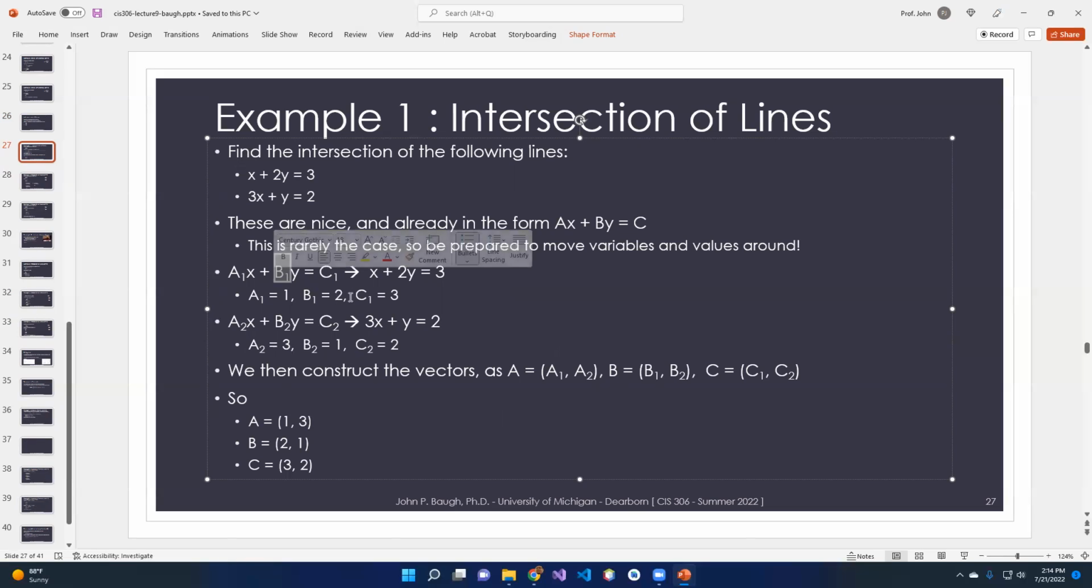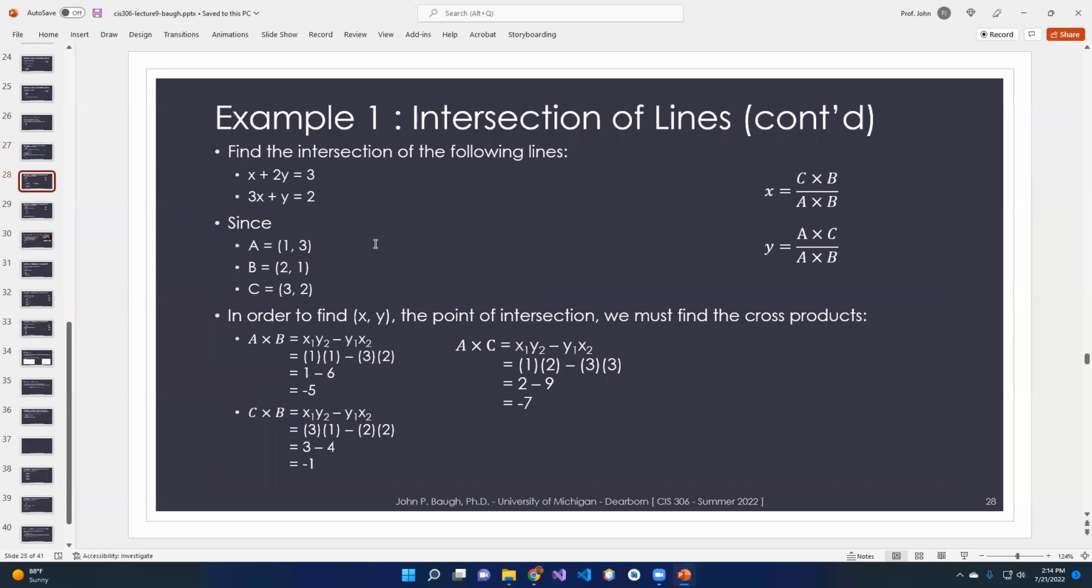So b1 is 2, b2 is 1. So these actually end up being the x, y values of our intersection point, which is what they're really boiling down to. And then the c value, of course, is c1, c2. We end up with these three. Now, once we have those three, what do we do with them?